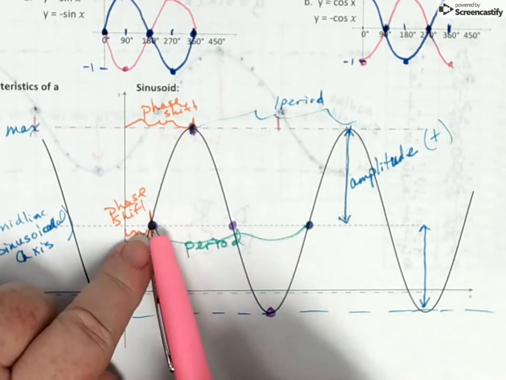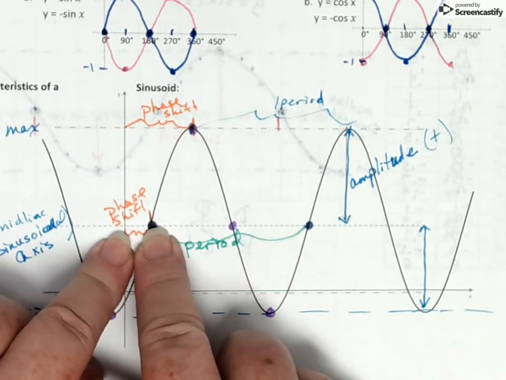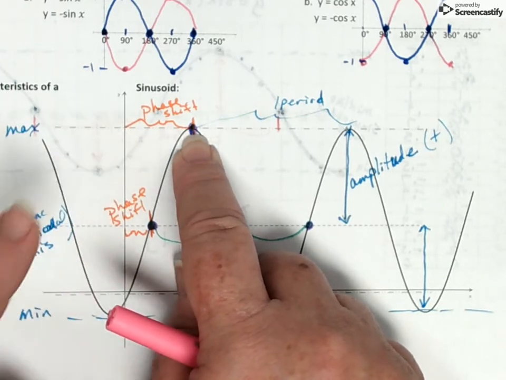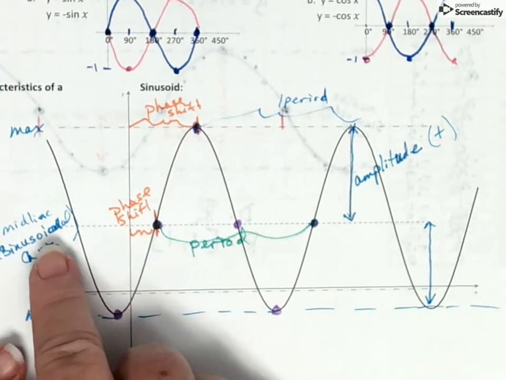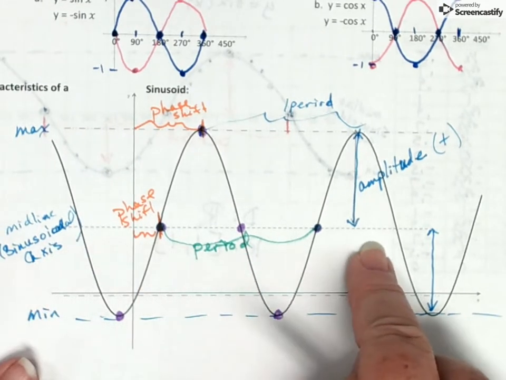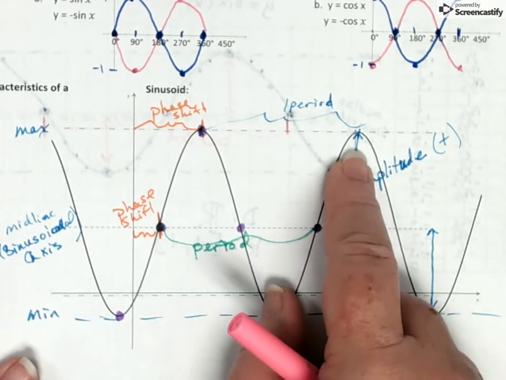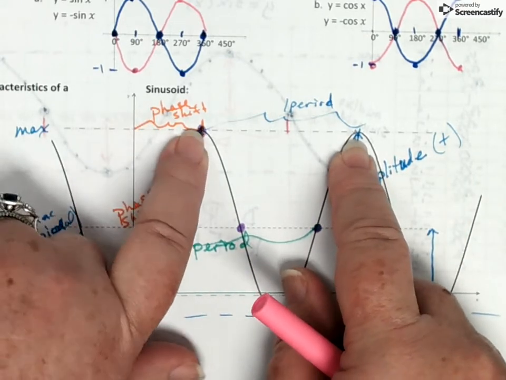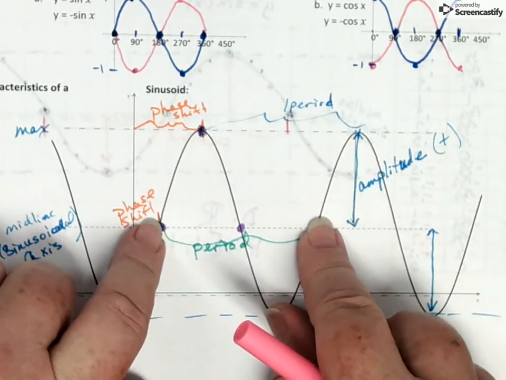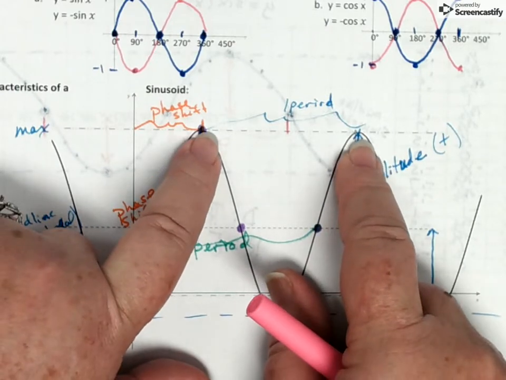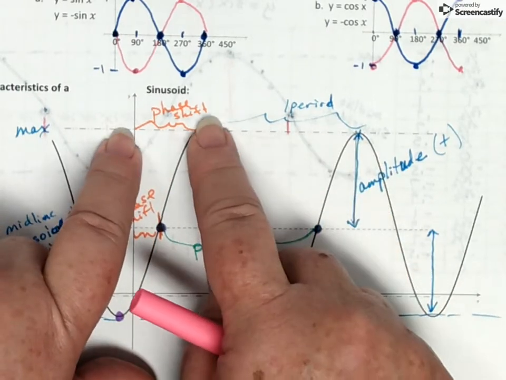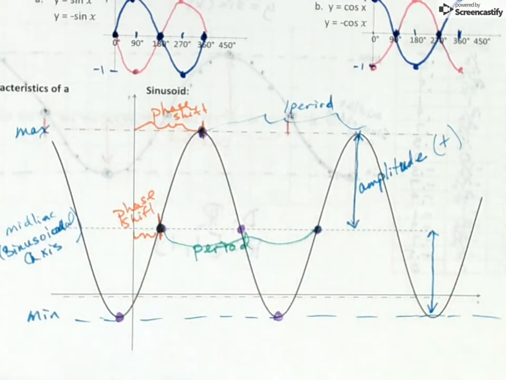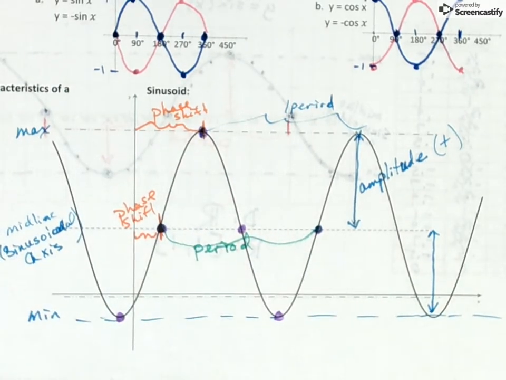If you're starting a sine equation, my phase shift would be here. If I was starting with a cosine equation, my phase shift would be here. So now when I use the words sinusoidal axis, that's your midline. Amplitude, that's how tall it is, always positive. The period means how wide it is, from the beginning of the cycle to the end of the cycle. And the phase shift is where your cycle started. And that's different depending on which key point you choose.